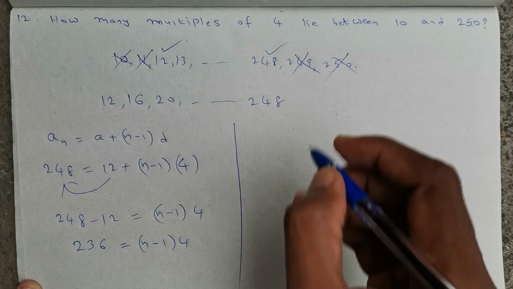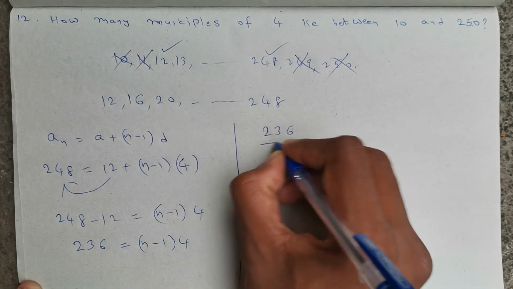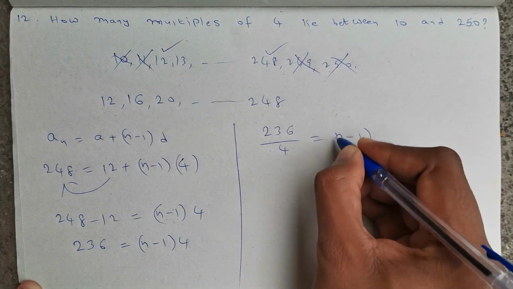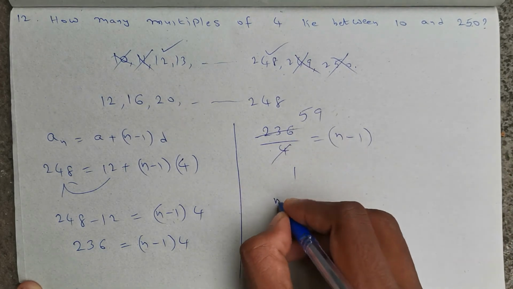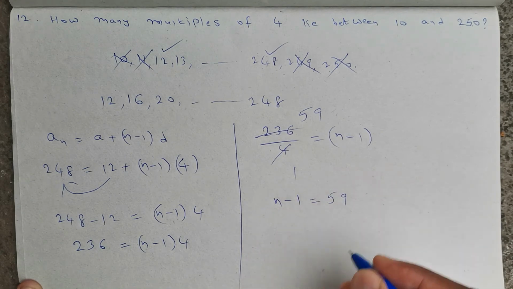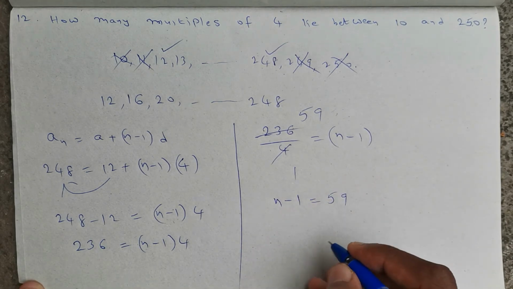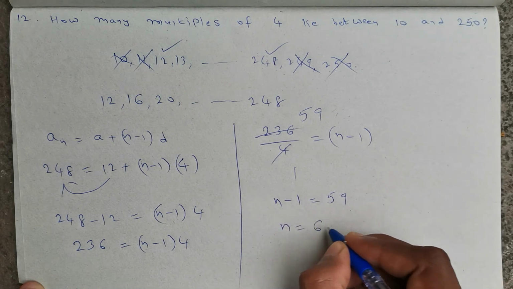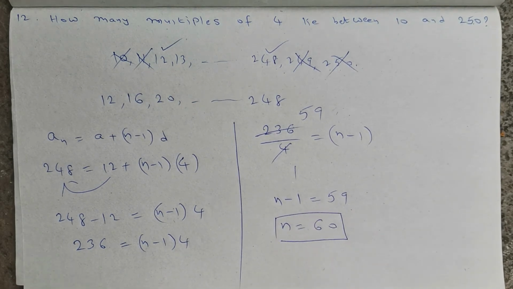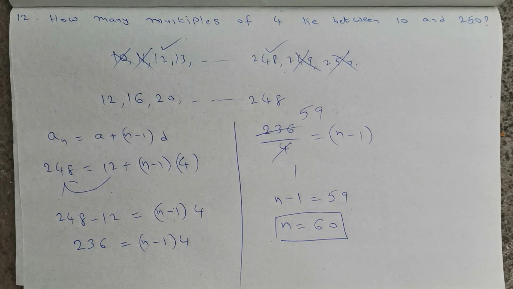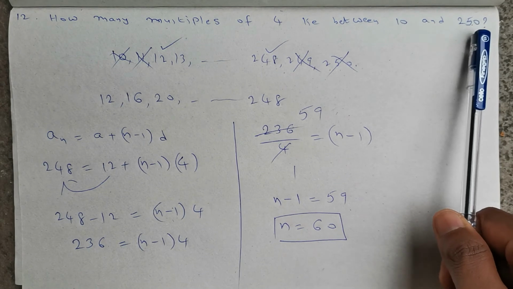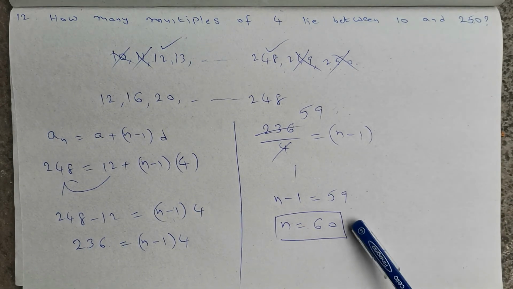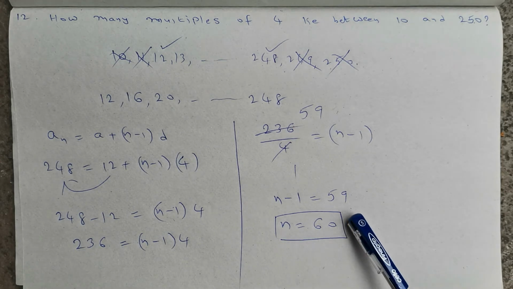Now I will take 4 also to the left side, so 236 divided by 4 is equals to n minus 1. 4 1s are 4, 4 5s are 20, 4 9s are 36. N minus 1 is equals to 59. Now I will take minus 1 to the right side, it will become plus 1. So n is equals to 59 plus 1, that is 60. So it means in between 10 to 250, 60 numbers are there which are divisible by 4. Otherwise, 64 multiples are there.